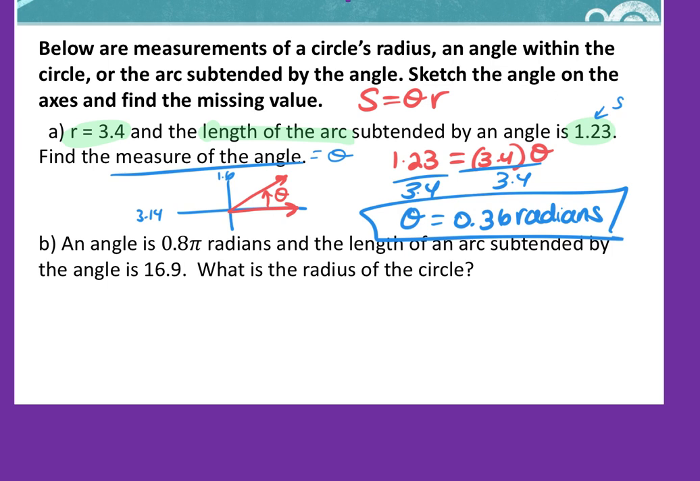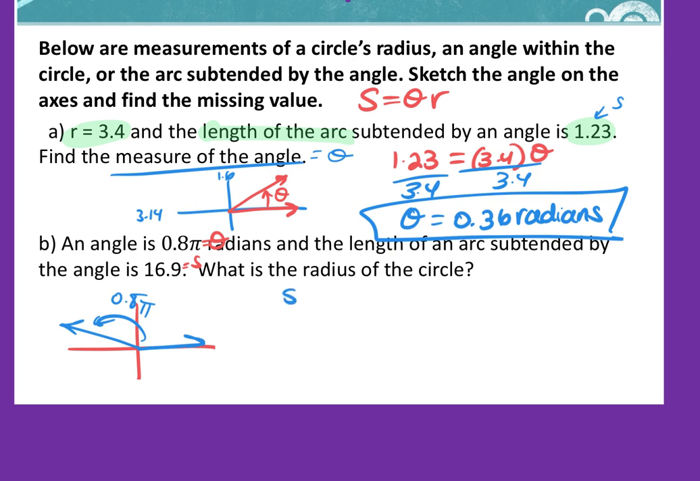All right, B says an angle. So now I've got theta. An angle in radians is 0.8 pi, and the length of the arc subtended by the angle is 16.9. So this is the length, or S. What's the radius of the circle? Now I have my angle to draw, but it's in terms of pi. So it's 0.8 pi, which is bigger than a half pi but smaller than a whole pi, right? So my angle is in that second quadrant, pretty close to my x-axis.